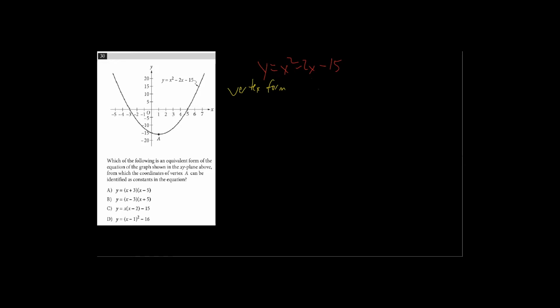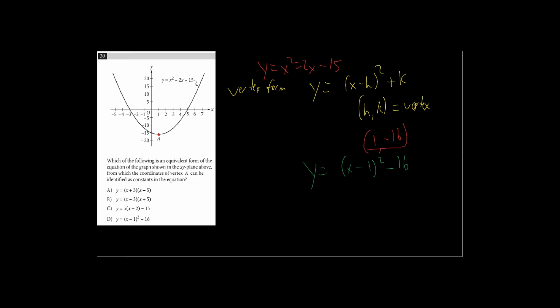So it's going to be y equals (x minus h) squared plus k, where (h, k) is my vertex. Since they gave me a graph, I can look at the graph and see that at point A, the vertex looks like it's going to be (1, negative 16). So I'm going to plug in those values, 1 and negative 16, for h and k. When I do that, I get y equals (x minus 1) squared minus 16. And that looks like it's going to be letter choice D.